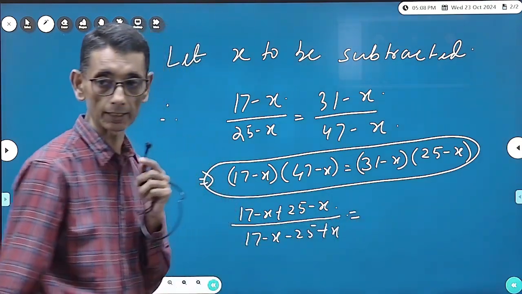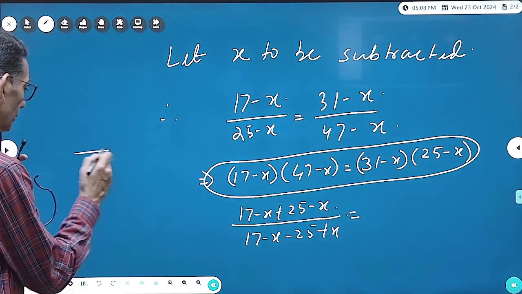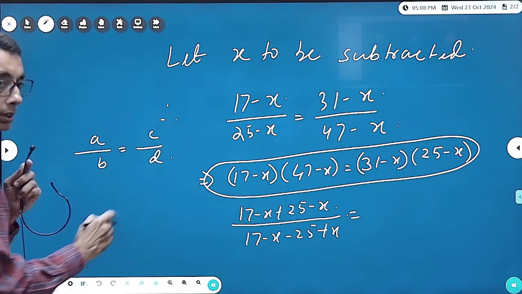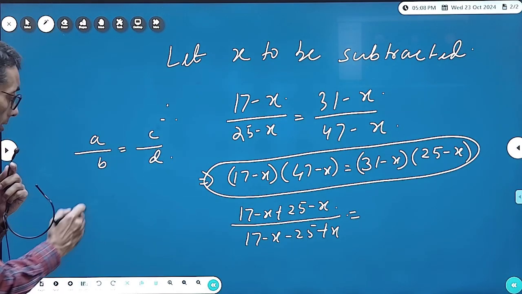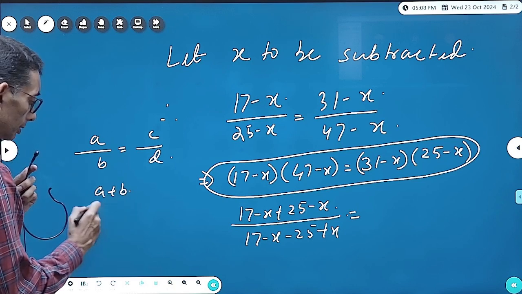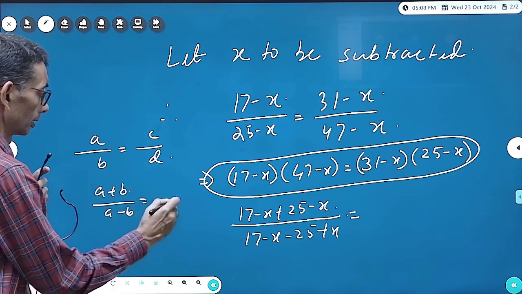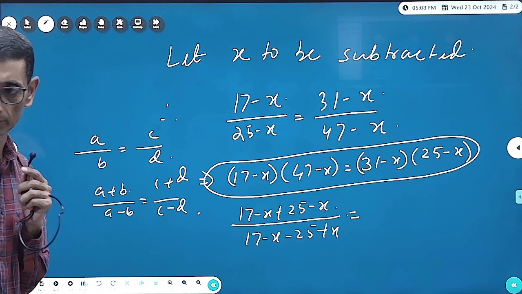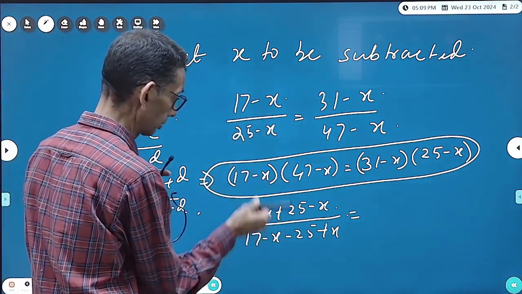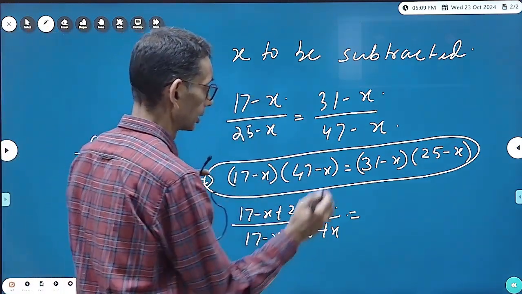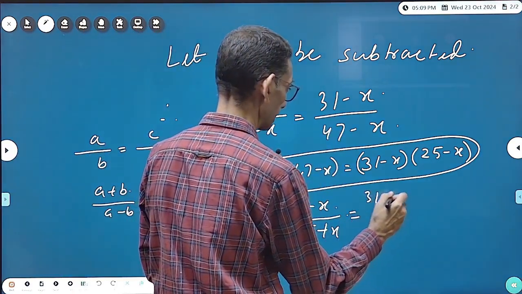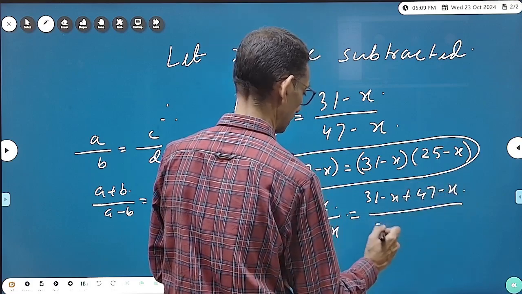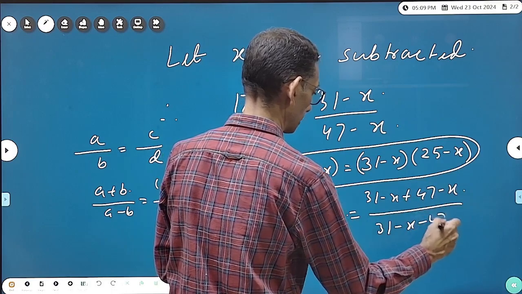This is called CND. If two ratios a by b is equal to c by d, what is componendo and dividendo? a plus b divided by a minus b equals c plus d divided by c minus d. It is called componendo and dividendo. So with this one I add and with this one I subtract. Then I will add 31 minus x plus 47 minus x, then 31 minus x minus 47 plus x.